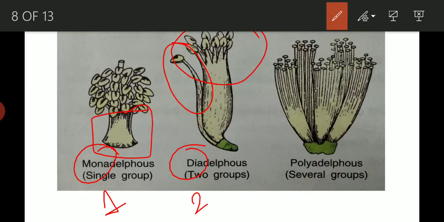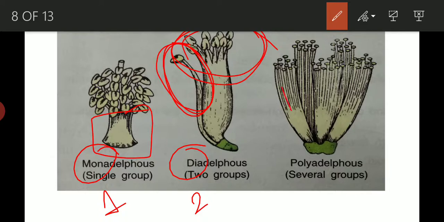In pea plant, there are a total of 10 stamens. Now one stamen forms one group and the other 9 stamens form another group. So it forms 2 bundles. This is diadelphous. That means forming 2 groups. Another one is the polyadelphous. In case of bombax plants, polyadelphous stamens are found. That means the filaments are united in several groups.